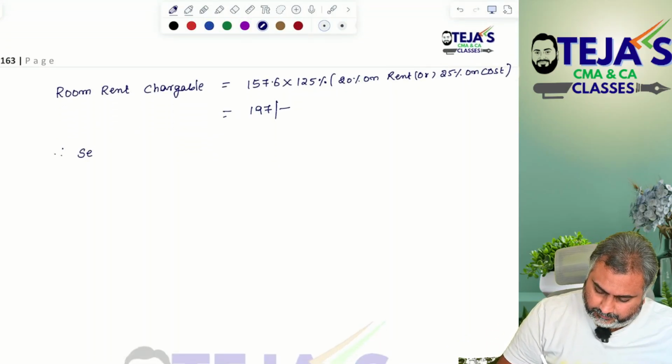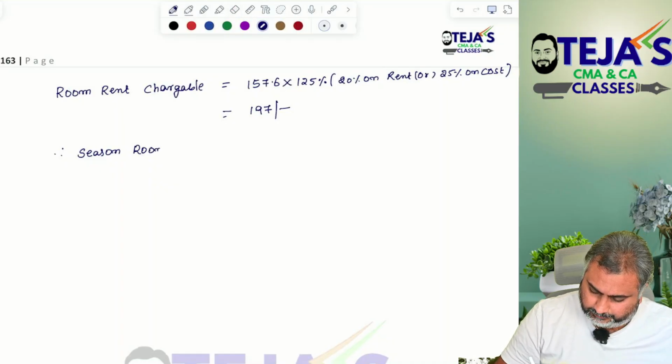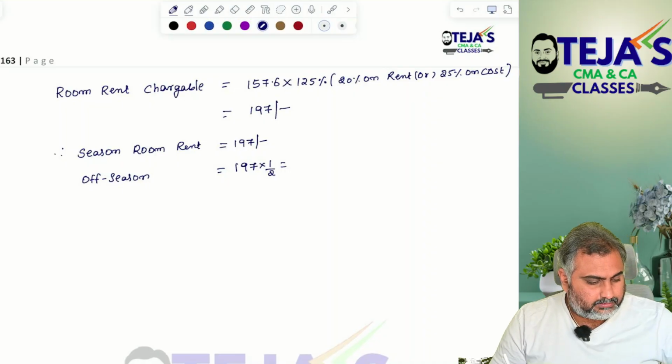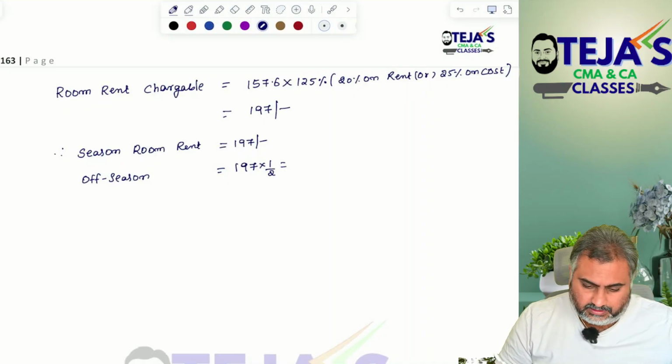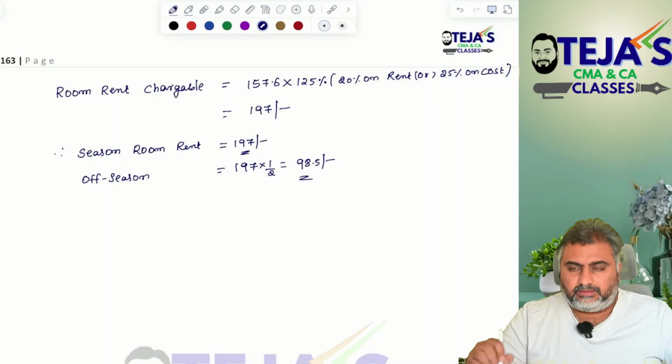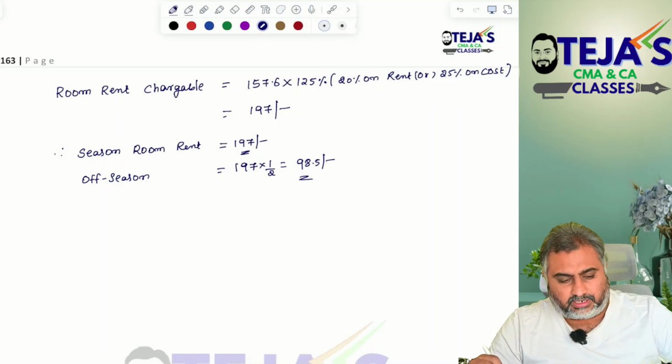Therefore season room rent equal to 197 rupees, off season equal to 197 into 1 by 2, that is 98.5 itself. This is the way we will calculate my hotel related problem.